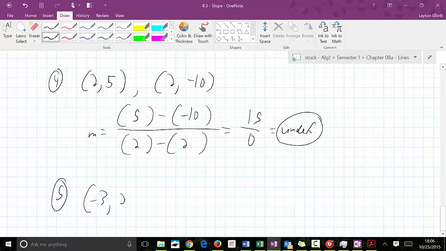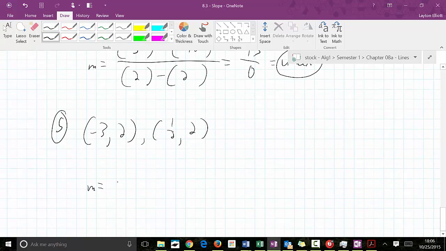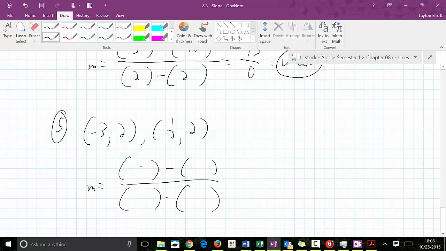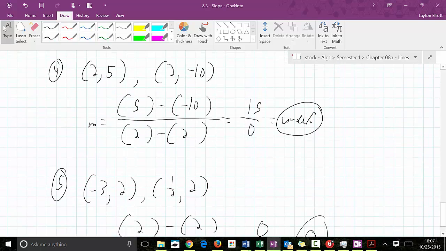Now take (negative 3, 2) and (1/2, 2). If I say slope is the change in y over the change in x, I get 2 minus 2 over negative 3 minus 1/2, and then I get 0 over something. I'm just going to put 0 over something because I don't even need to calculate that. That's just 0. So that's okay. Slope is 0 versus slope is undefined. Make sure you get these two straight because they're not the same thing.